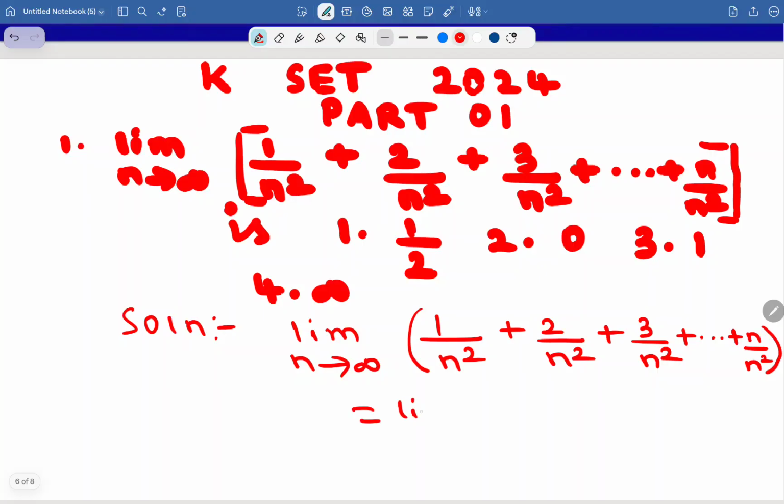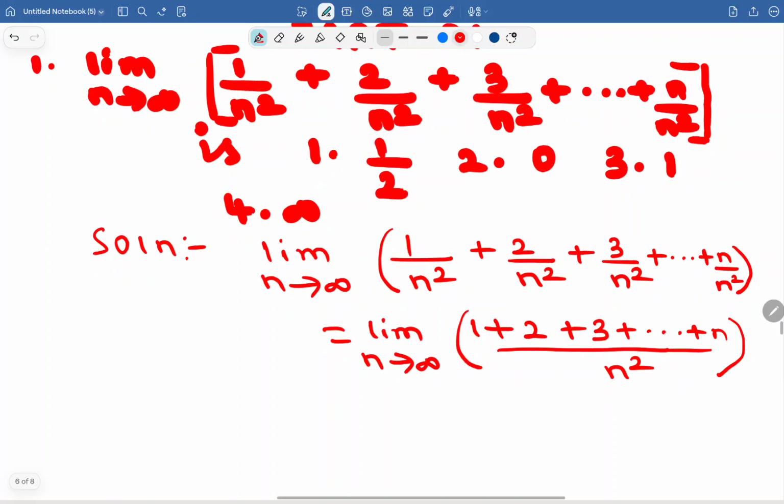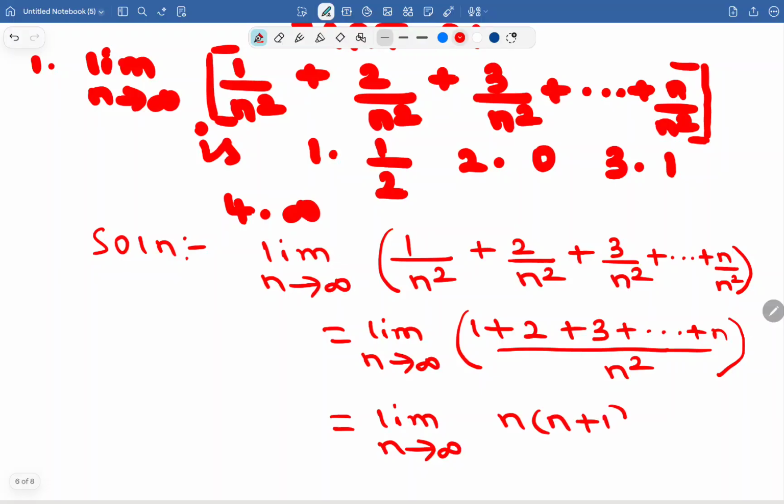We can write this as limit n tends to infinity of 1 plus 2 plus 3 plus up to n, by n square. See, in the numerator it is in the form of 1 plus 2 plus 3 up to n, the sum of the first n natural numbers. We know very well the sum of the first n natural numbers is n into n plus 1 by 2, divided by n square.